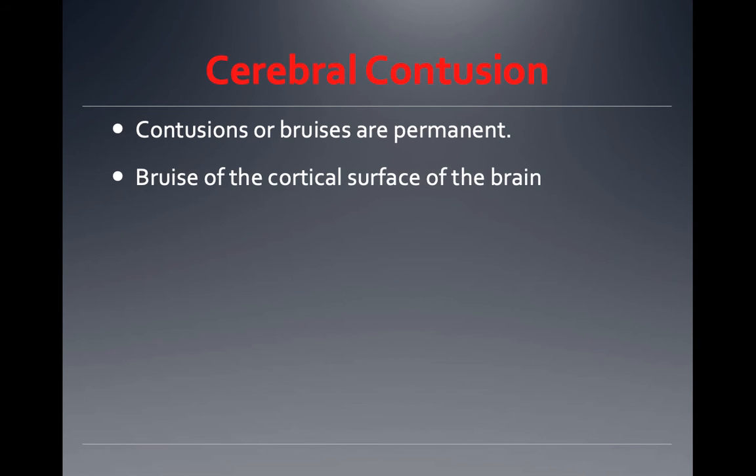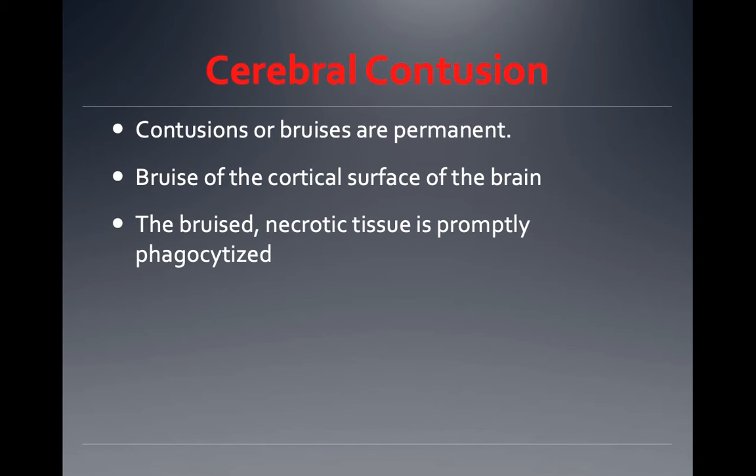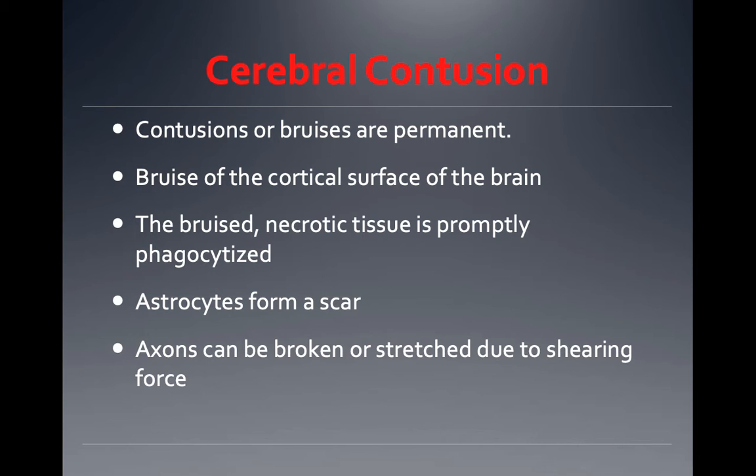So contusions or bruises are permanent in the brain, and bruises of the cortical surface of the brain can occur, and that bruise causes necrosis of the tissues, which those microglial cells come in and phagocytize all that tissue away, and you get holes in the brain. Astrocytes can then form scars, and axons can be broken or stretched due to what we call shearing force, and we'll talk about that in a little bit.